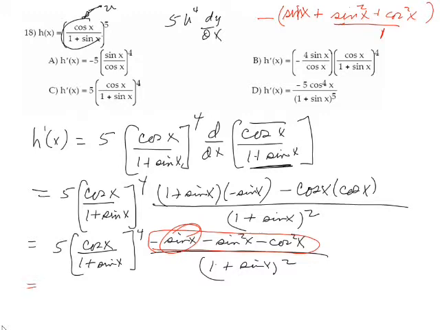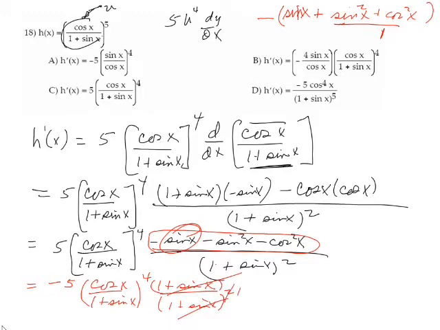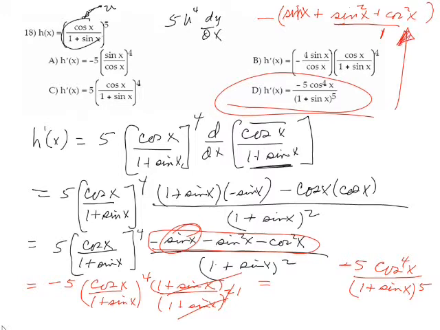So this becomes minus 5 cosine of x over 1 plus sine x to the fourth times 1 plus sine of x, divided by 1 plus sine of x squared. So this cancels out one of these, and we get minus 5 cosine of x to the fourth power divided by 1 plus sine of x to the fifth power. And that is answer D. Here you had to use a well-known identity, sine squared x plus cosine squared x equals 1.